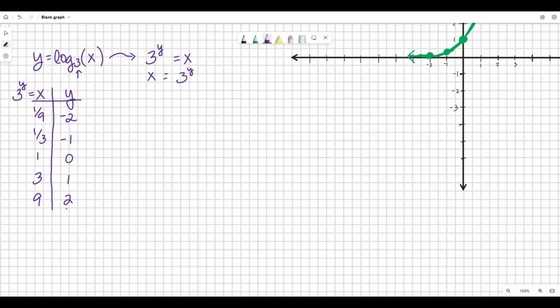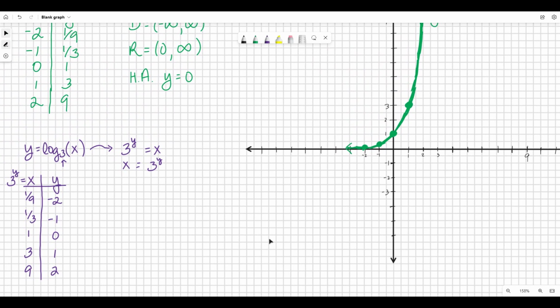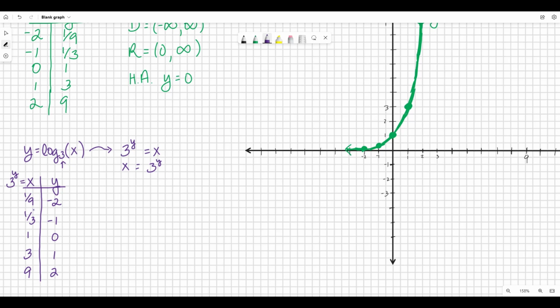All right, so let's go ahead and plot these, and then we can see exactly what's going on with our graph over here. Okay, let me zoom this out just a bit and then move some things around. So 1/9, -2. We're just going to do the best we can with that. So it's right next to the y-axis. And then 1/3, -1, not too much further from the y-axis. 1, 0 would be there. 3, 1. And then 9, 2, is that right? Yeah. Okay, so we've got the same shape as that green exponential graph, but it's been reflected.